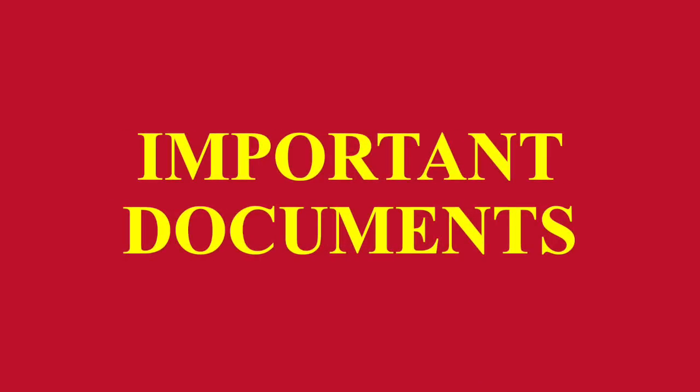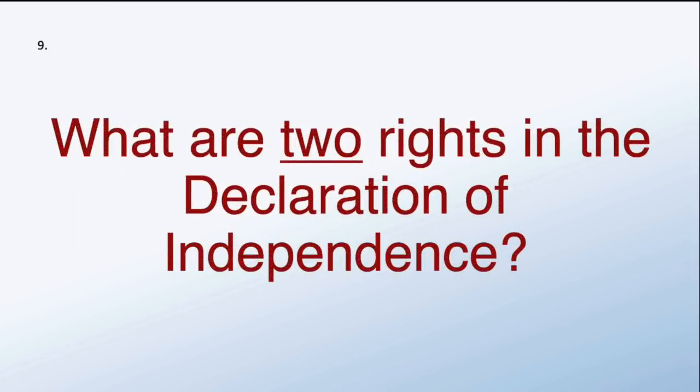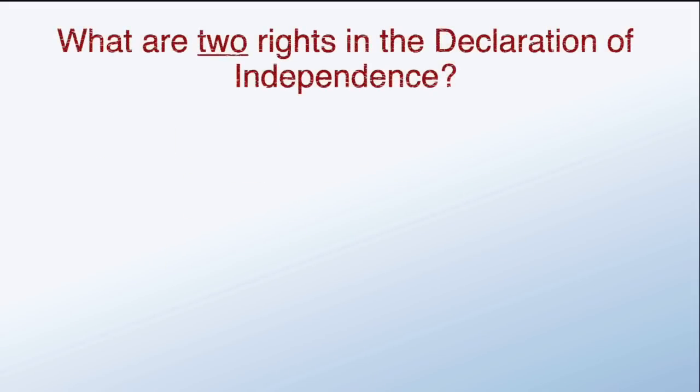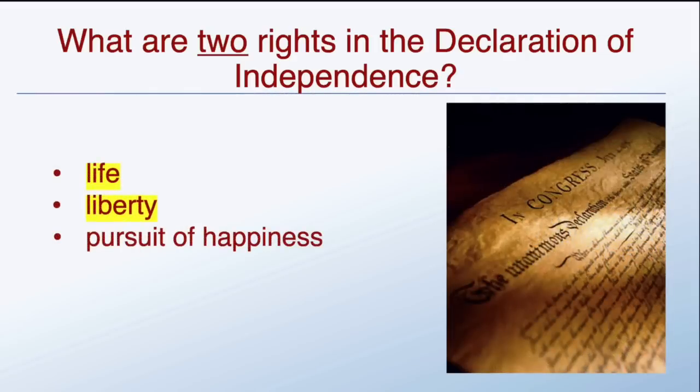Group 3, Important Documents. What are two rights in the Declaration of Independence? Two rights in the Declaration of Independence are life and liberty.